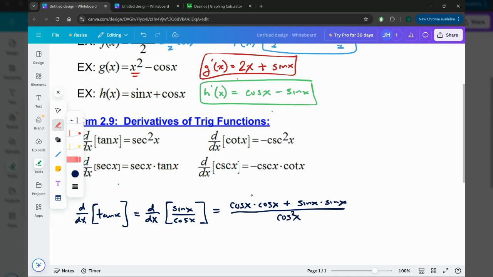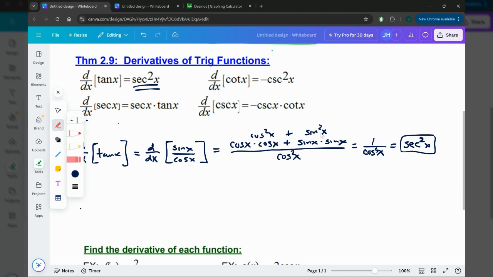Now, if you look at the top, this is cosine squared x plus sine squared x. And if you guys remember your trig, I do believe that equals 1. And what's 1 over cosine? Well, that's secant. So 1 over cosine squared would be secant squared x. That is the derivative of tangent. The derivative of tangent is secant squared. And I could do a very similar proof to show you that the derivative of cotangent is negative cosecant squared. Okay?